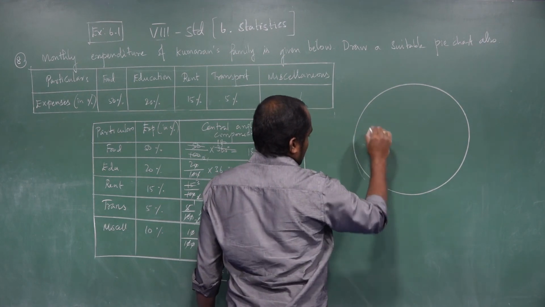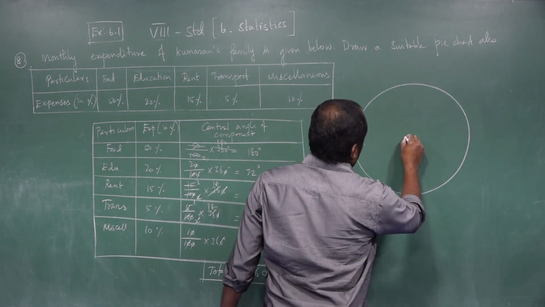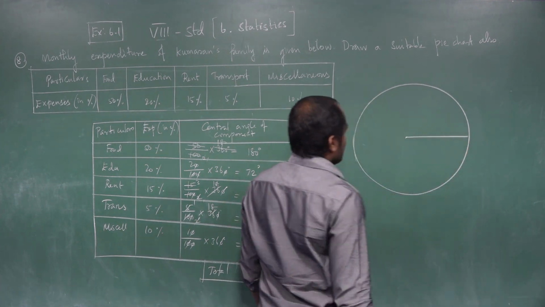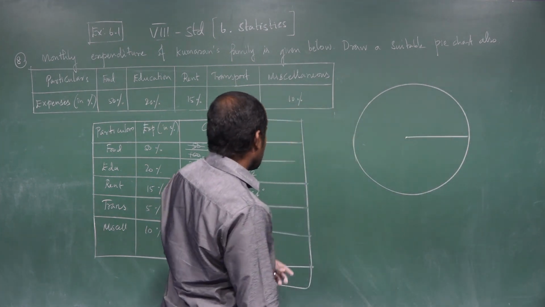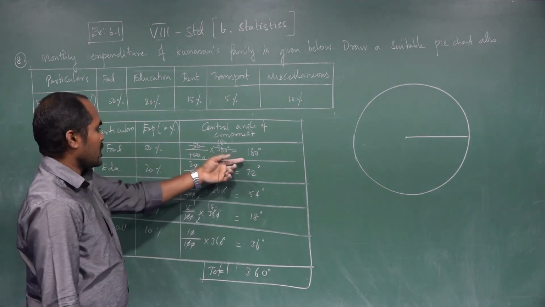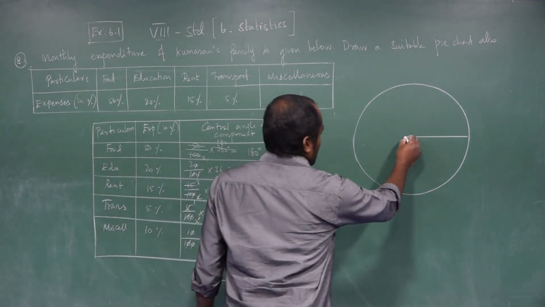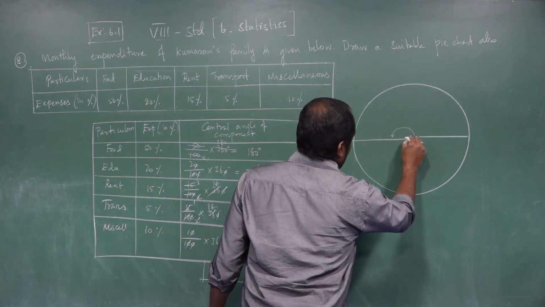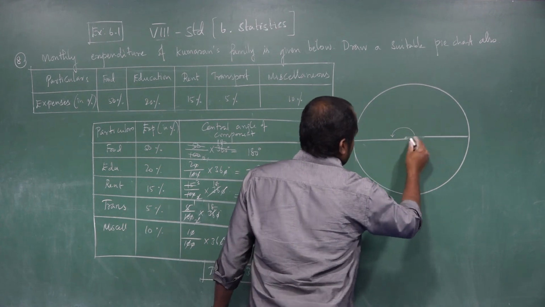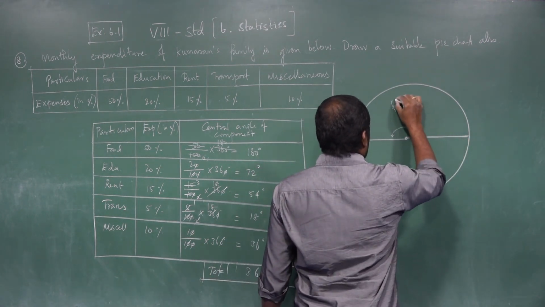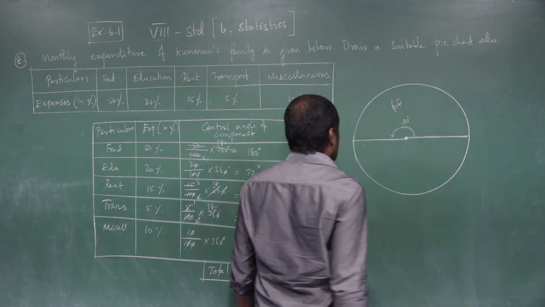So draw one suitable circle for any radius. Mark center as O. Draw a radius like this. So what is our first component angle? The central angle is 180 degree. So draw one diameter. So the central angle of food is 180 degree.